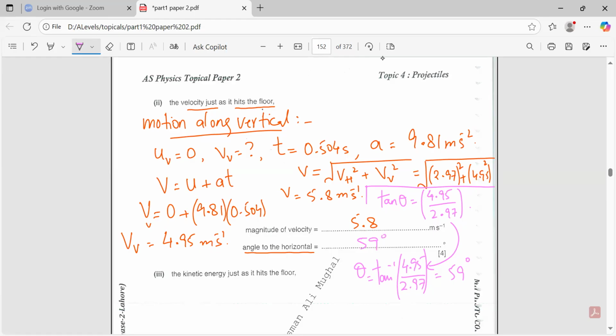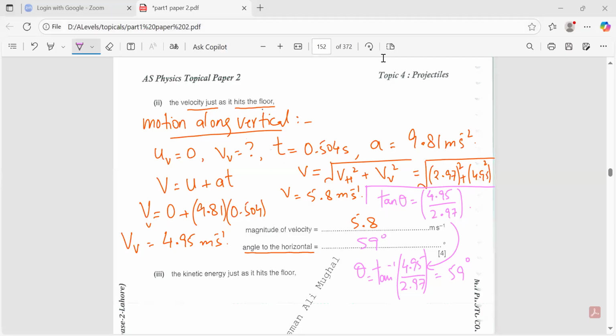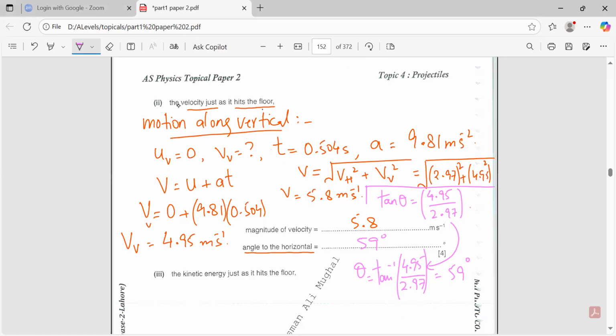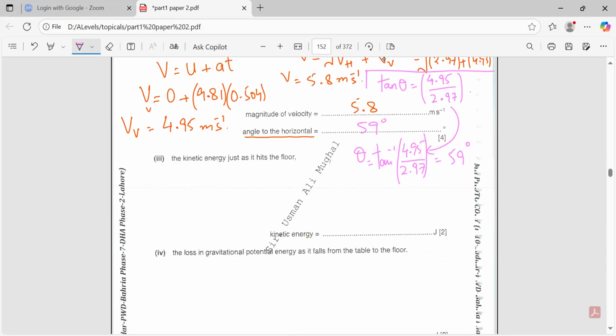Yes, people, is this question understandable? Okay, moving onwards to the next part. Okay, let's move to the next part.